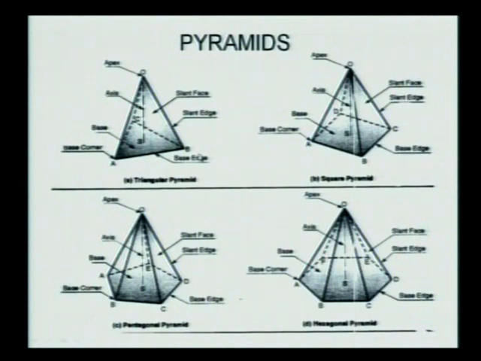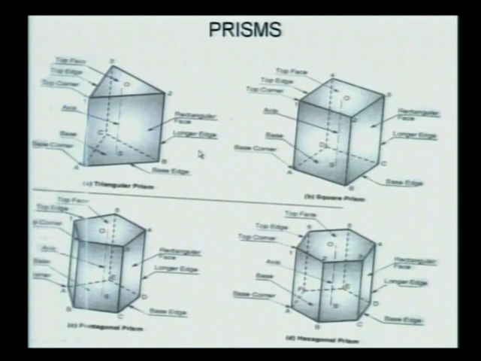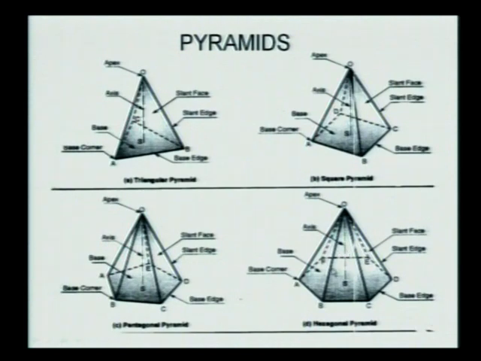See, the difference in prism and pyramid, try to understand. In a prism, the base and top both are exactly similar, and joined by the rectangular faces. Now in pyramids, the base is a polygon, and all the triangular faces come together and join at this particular point at the top, called the apex point.